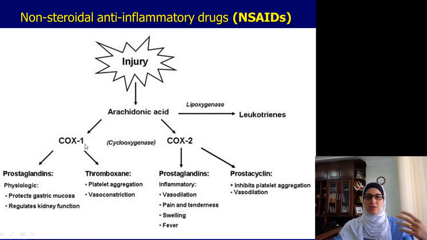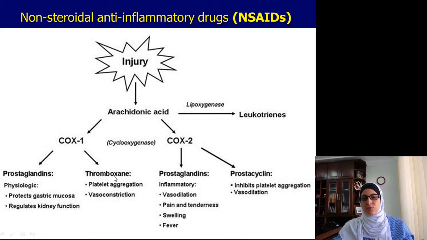The COX-1 enzyme is usually present in our body. We call it constitutive, which means that it is always present. The COX-2 is only present during inflammation, so we call it the inflammatory COX-2 enzyme. The constitutive COX-1 is very important because it converts the arachidonic acid into certain types of prostaglandins. These are physiological prostaglandins, and they are responsible for protecting the lining of the stomach, and also they are important for regulating the function of the kidney. So these are desired effects of the prostaglandins that we need and we require.